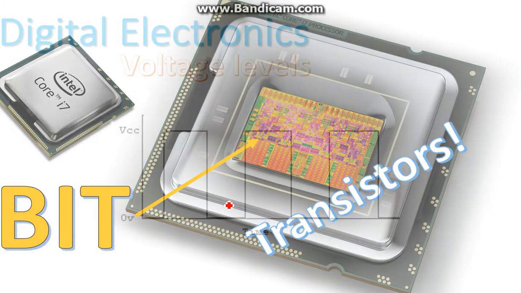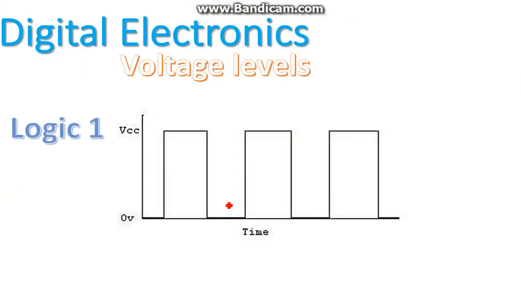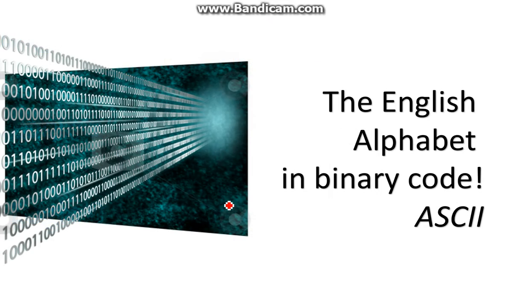Digital electronics operate with only two voltage levels, logic 1 and logic 0. So you can say that we have voltage and no voltage. It is because of this reason that almost every digital electronic system uses the binary number system. And hey guys, the English alphabet is in binary code, which is called ASCII code.